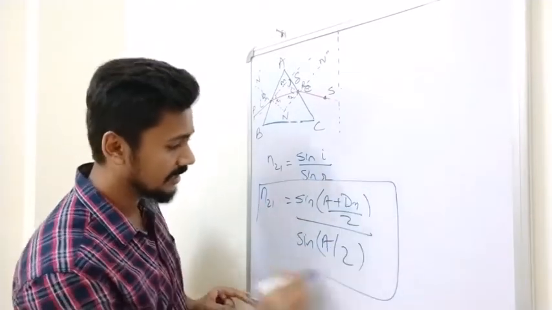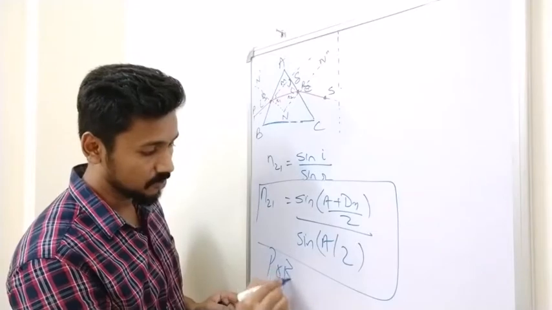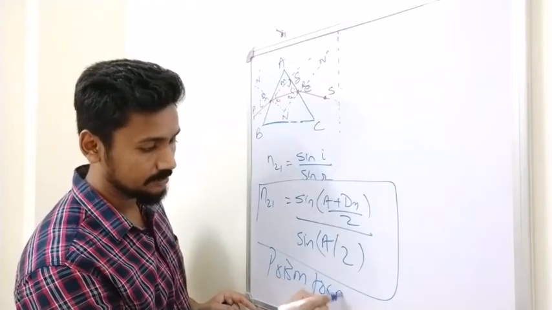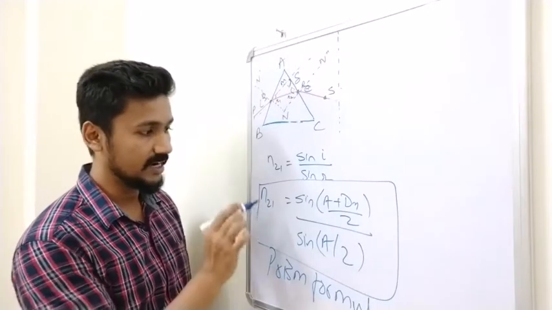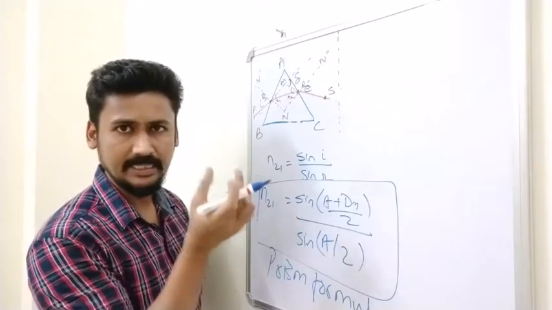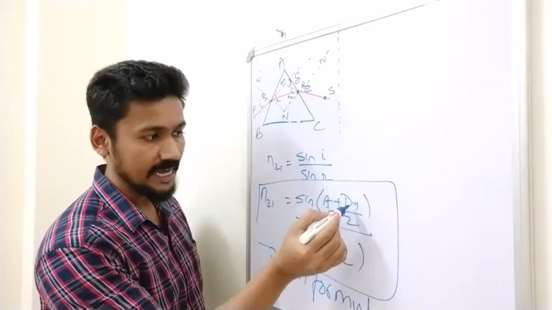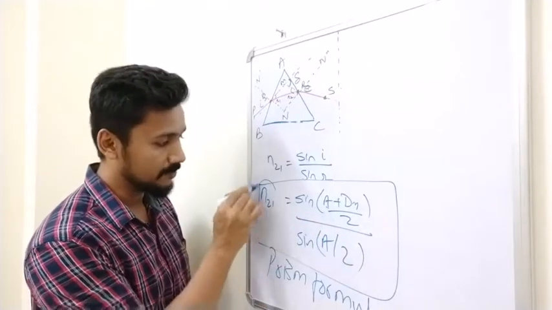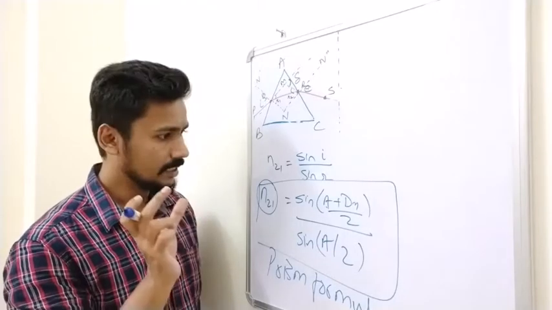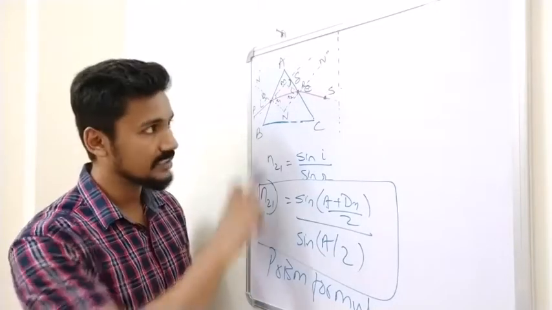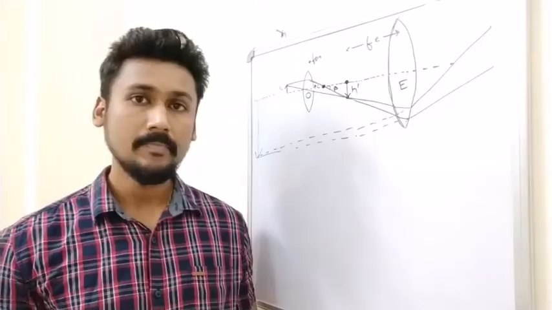This equation is known as the prism formula. Again, it is applicable for all types of prism. From the prism formula, if you know A, the angle of the prism, you have to find the angle of minimum deviation, and we will be able to find out the refractive index of the material of the prism. Once again, from exam point of view, this derivation is important.